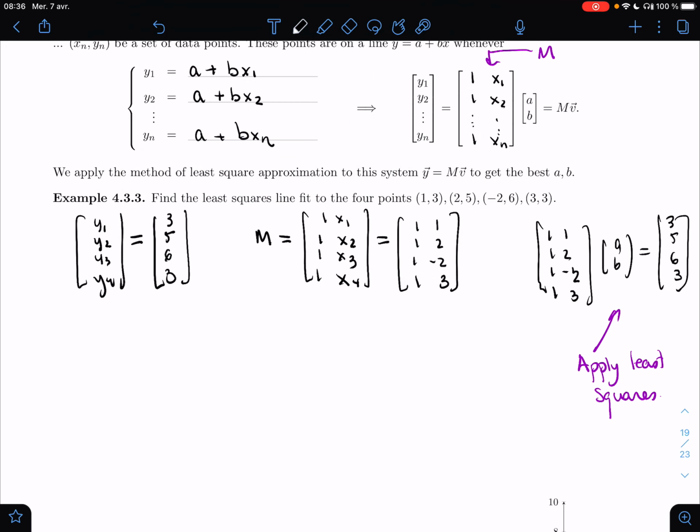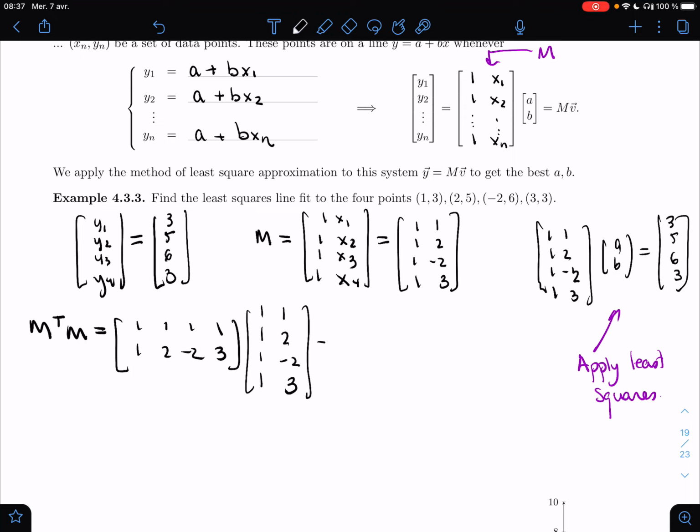So I'm going to look at M transpose M. That's 1, 1, 1, 1 over 1, 2, -2, 3, times the matrix 1, 1; 1, 2; 1, -2; 1, 3. Alright, I get 1 plus 1 plus 1 plus 1, that's 4. I get 1 plus 2 plus -2 plus 3, that's 4 again. Again 4, and then 1 plus 4 plus 4 plus 9, so that's 18.